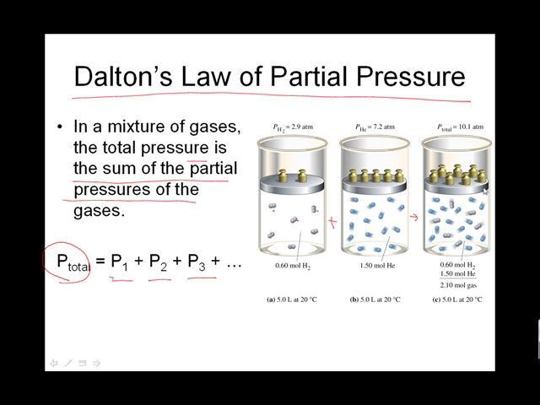And if I know that the pressure inside this canister is 2.9 atm, and the pressure inside this container is 7.2, the total pressure of the mixture of these two gases is going to be just 2.9 plus 7.2, which equals 10.1 atm. So now let's apply this law to an example.